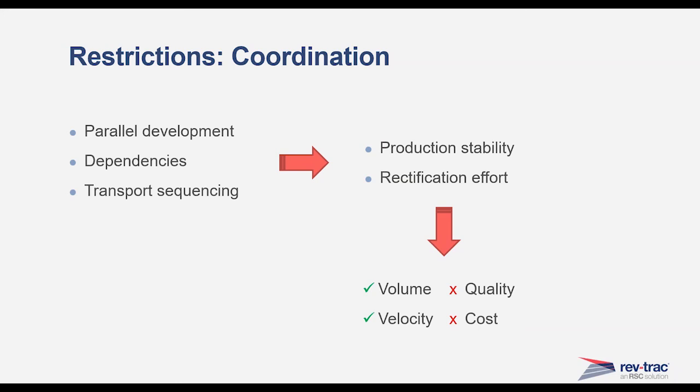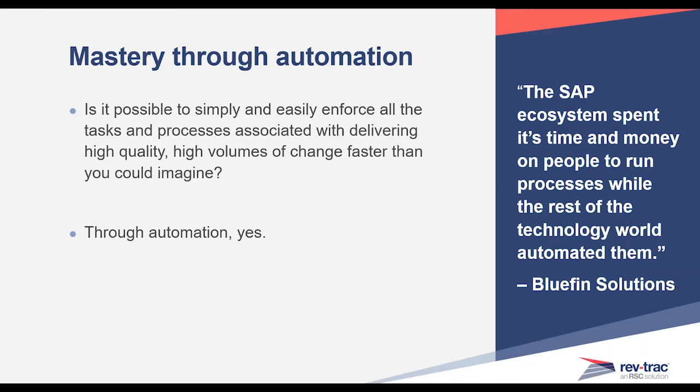So we've had a look now at some of the key areas of mastering SAP, things around getting the process right, and getting the disciplines around managing those processes right. We've spoken a little about the tasks that need to go on and need to be automated. And now we've just spent some time talking about the areas of coordination and getting the technical areas right as well. So I guess then if one knew that there was a way where one could simply and easily automate and enforce all the tasks and processes that are associated with delivering these high quality, high volumes of change faster than one could today, I'm sure you would want to know about it.